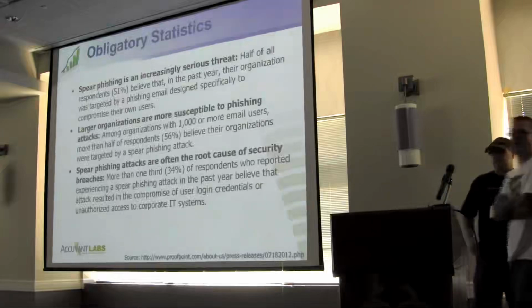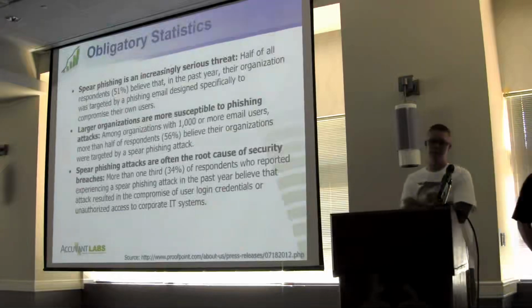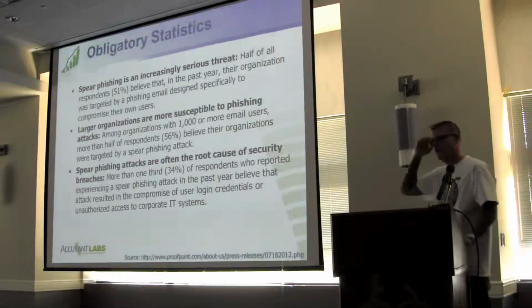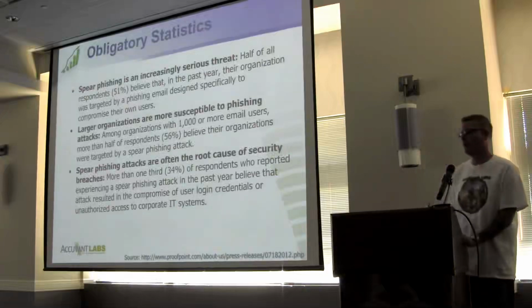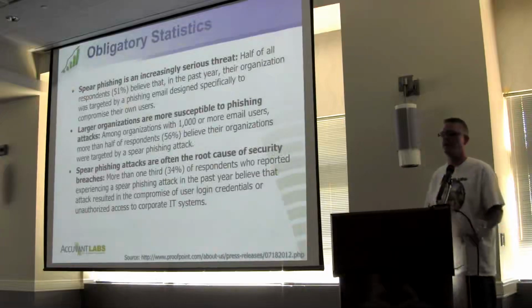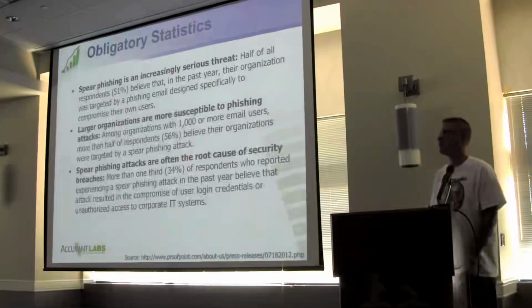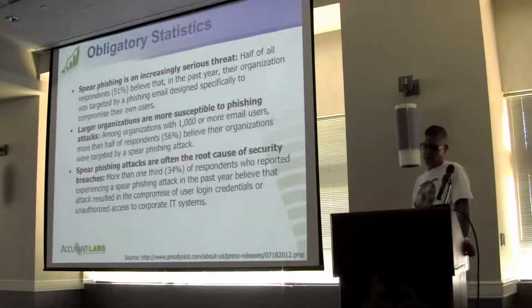All right, so every talk's got to have some statistics. These particular statistics come from Proofpoint. They did a survey at the last big Microsoft conference, and they surveyed 350, I think, very, very large organizations. Here's some of the statistics that came out of that. Basically, half of all the organizations that responded believe that in the past year their organization was targeted by a phishing email specifically designed to compromise their users. So that doesn't mean just some random phish that gets caught by your spam filter. That means a targeted email that was designed to get around spam filters.